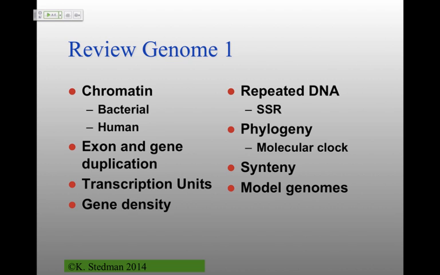Okay, with that, I think we've covered most of what we talked about last time, at least to some extent. We'll talk more about human chromatin, or the compaction of your chromosomal DNA in human, most eukaryotic chromosomes, more next time. Exon and gene duplication, again, this is mostly through crossing over transcription units.